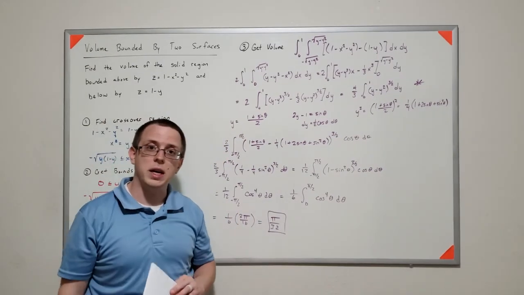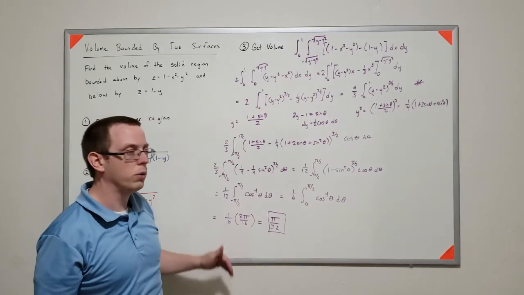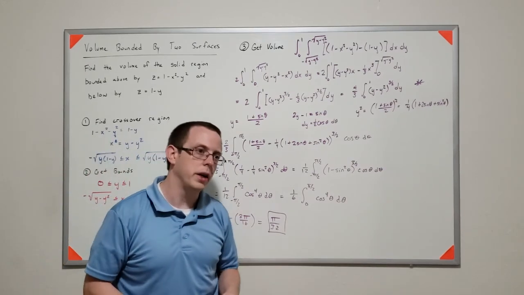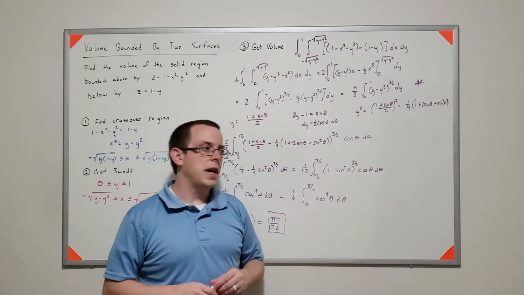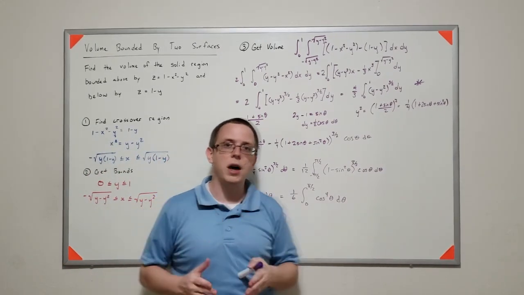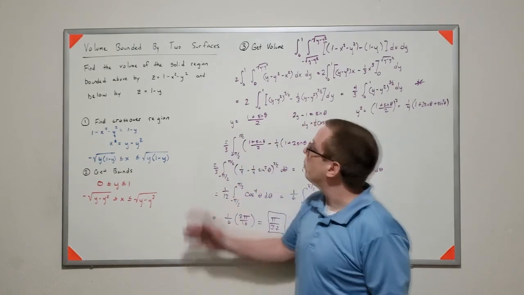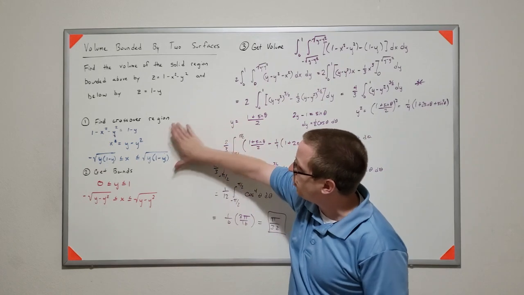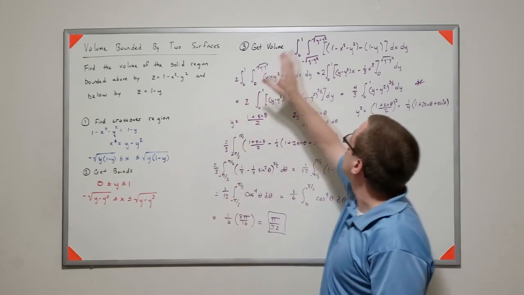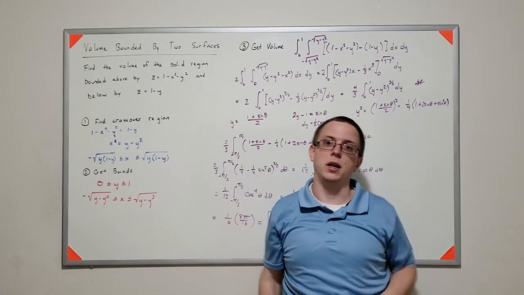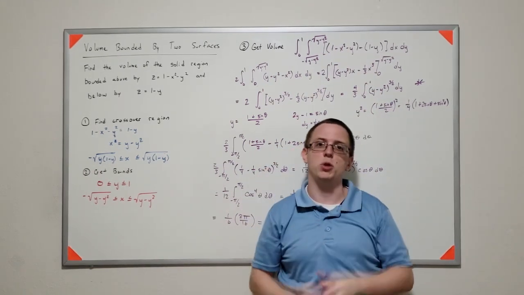Realistically, probably somewhere around here is where hopefully you'll have something that's a lot easier to integrate instead of having to go through a pretty complicated trigonometric substitution and solution. But the idea here is we can find the difference between surfaces if we find their crossover region, we get the bounds, and then we subtract the surfaces, and that'll give us the region between to get the volume.